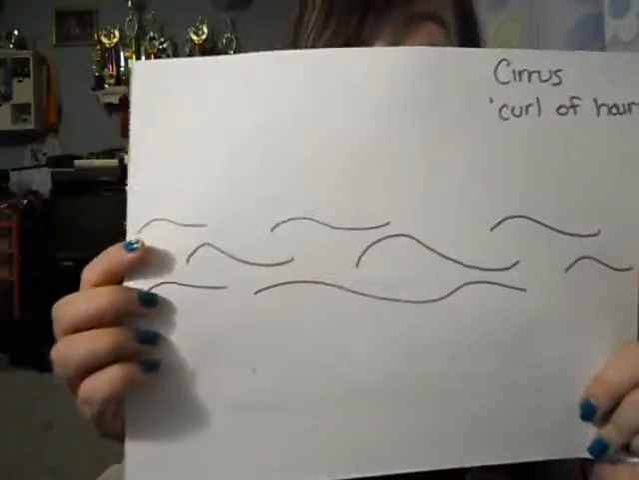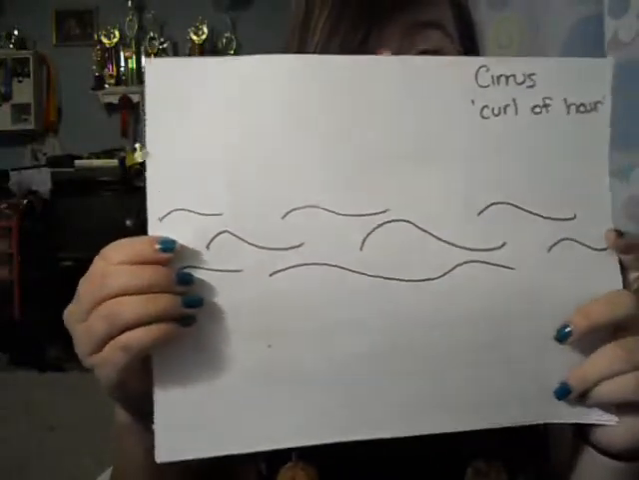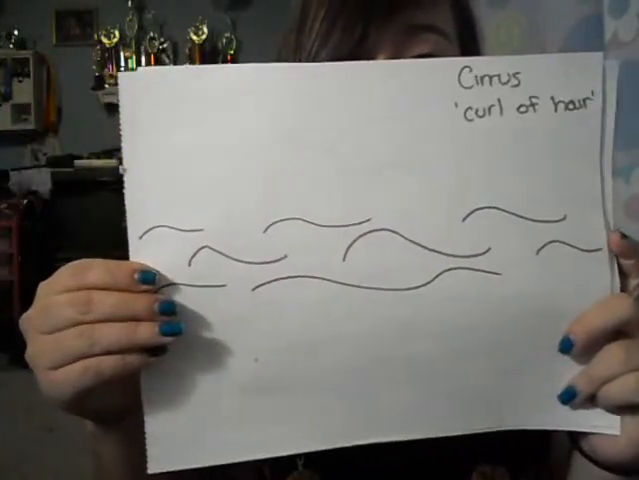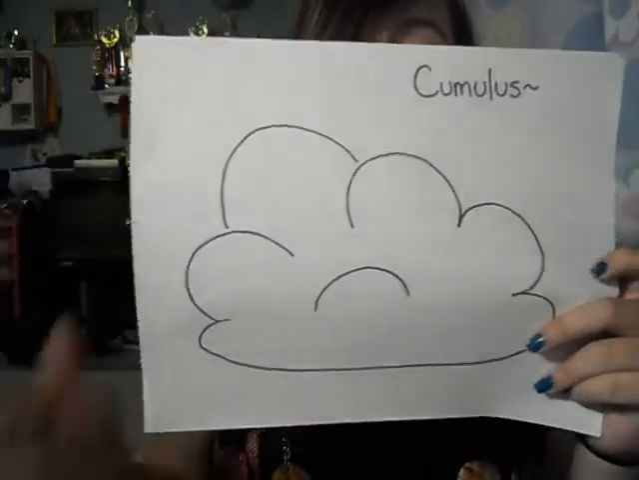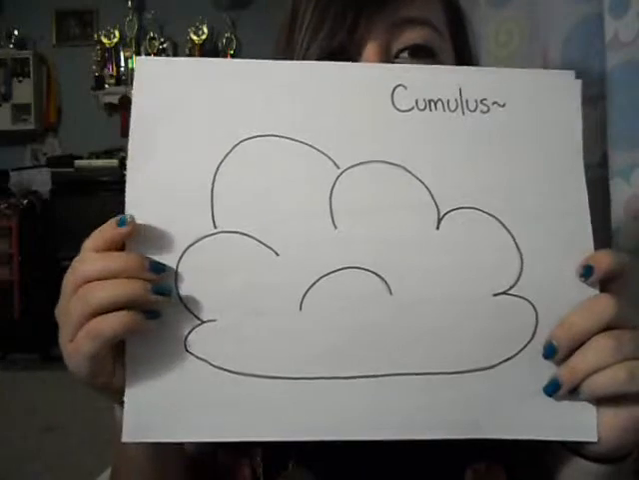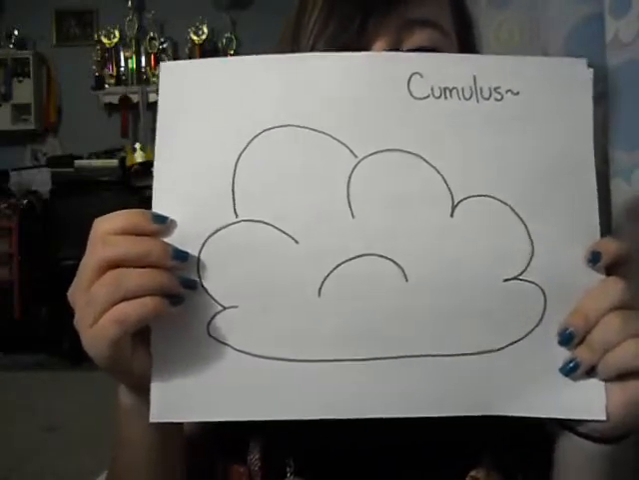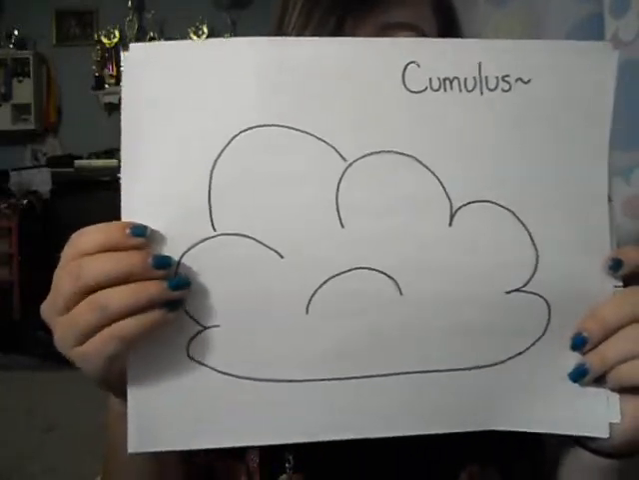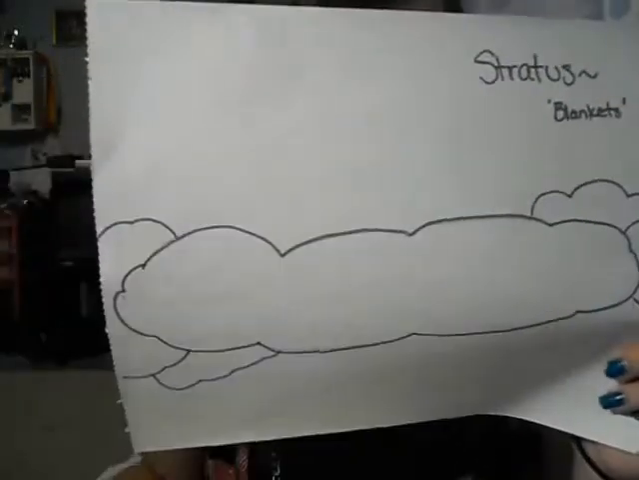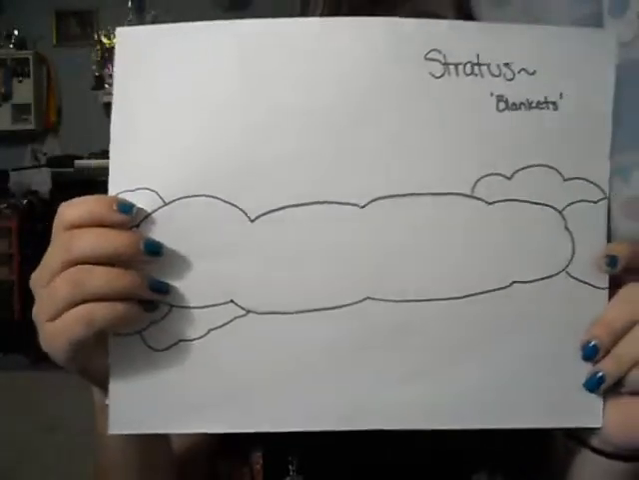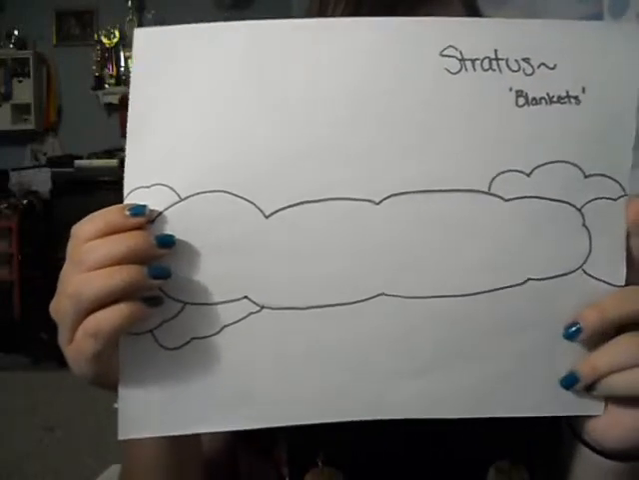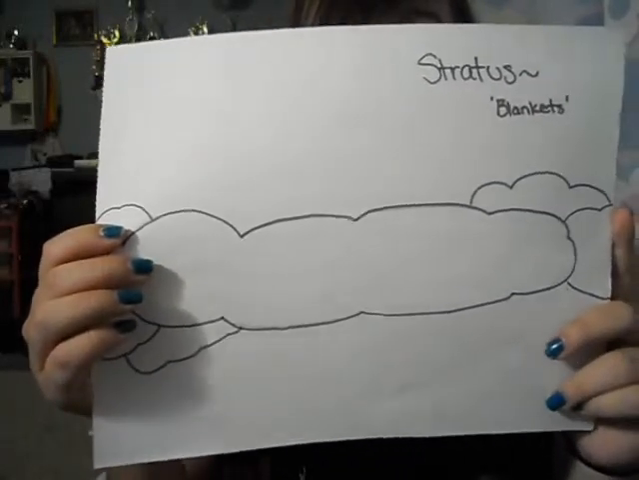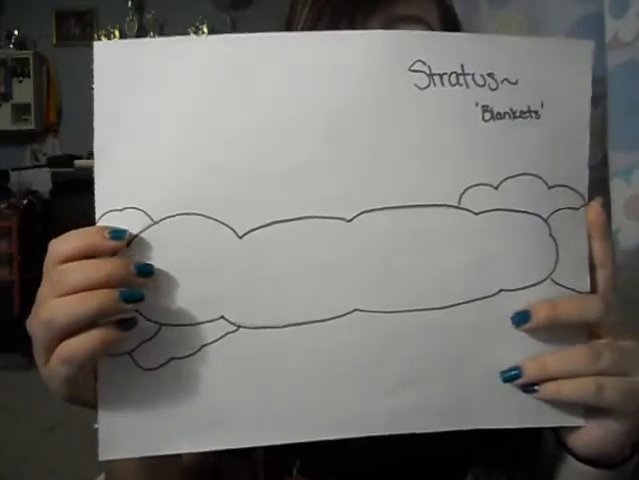Then we have cloud types. This is a cirrus cloud. It's like a curl of hair, very thin and high in the sky. This is a cumulus cloud. It's like cotton balls but flat on the bottom, like rising domes. This is a stratus cloud. It's like a blanket over the sky, usually not individual and not many breaks.